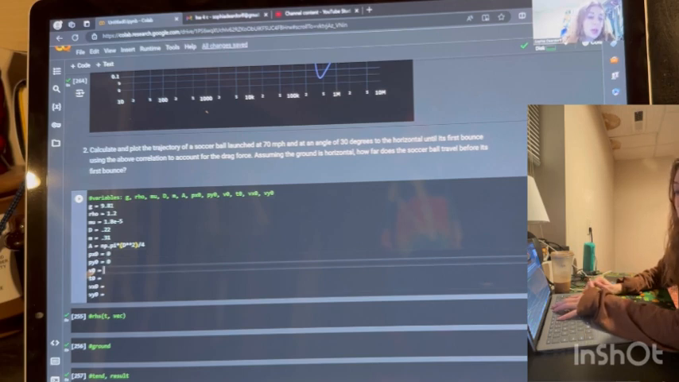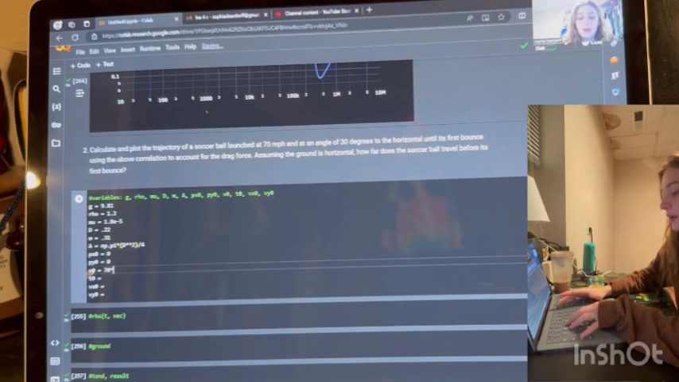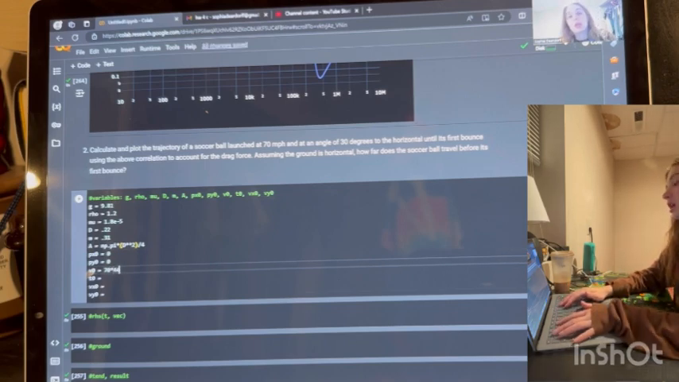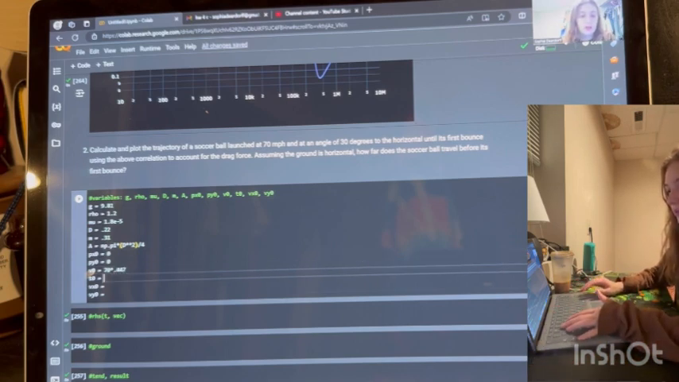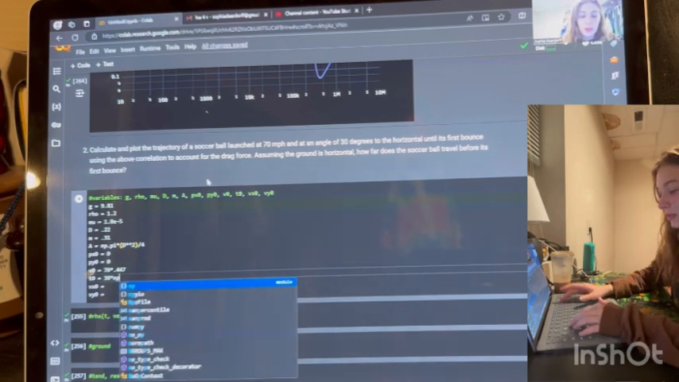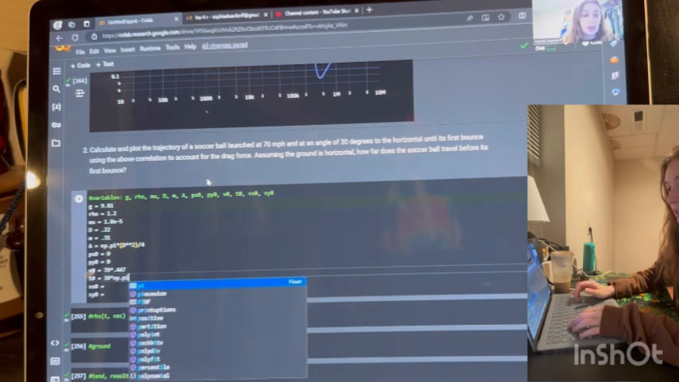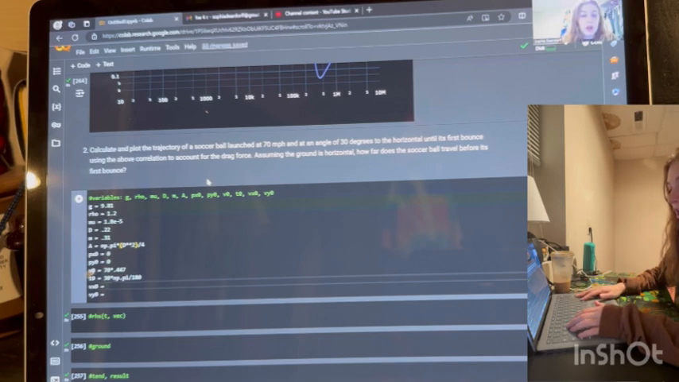And then our initial position is 0, for X and Y, and then our initial velocity was given as 70 miles per hour, but we have to convert that, and the conversion to that is 0.447, I believe. And then our theta is going to be 30, the 30 degree angle, times np.pi divided by 180 to convert to radians.